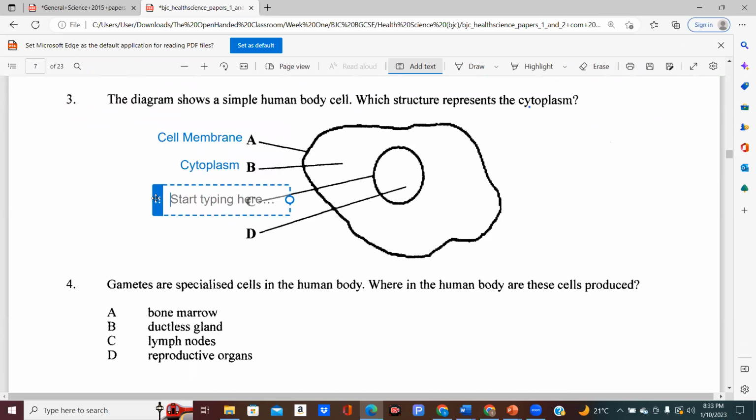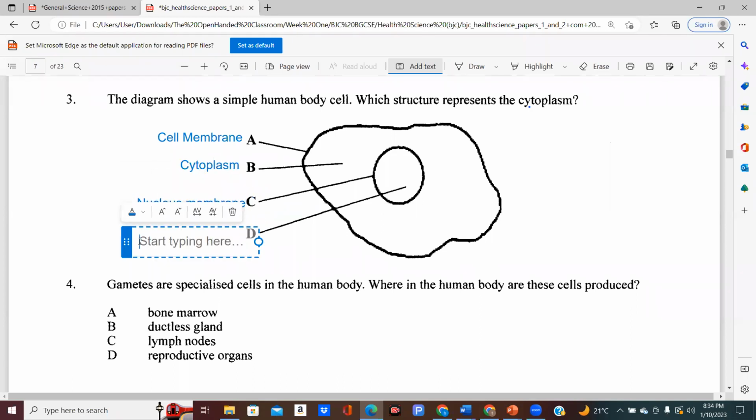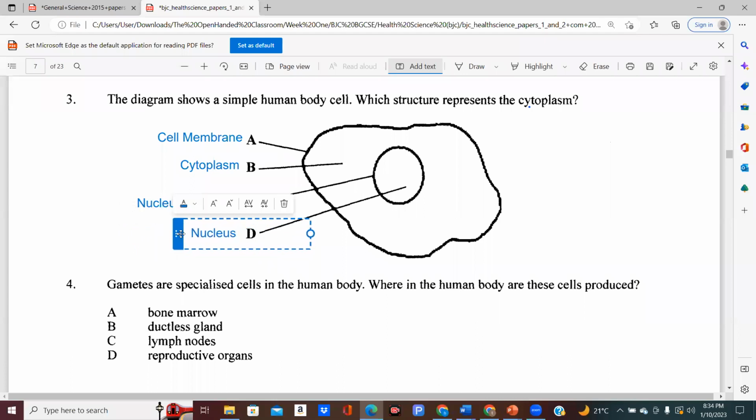Yes. Okay, then we have C. C is the nucleus, very good, which is the brain of the cell. No, I forget. C is the nucleus membrane, because that's covering it. Now D is the nucleus. So the correct answer here is going to be the cytoplasm, this B.